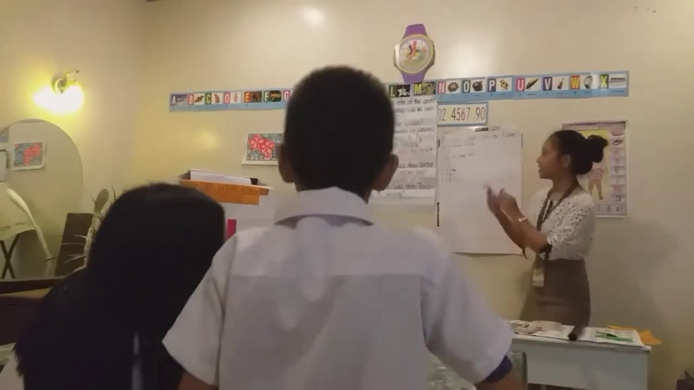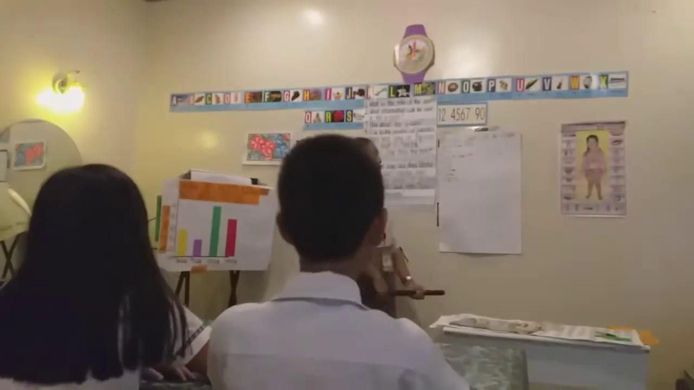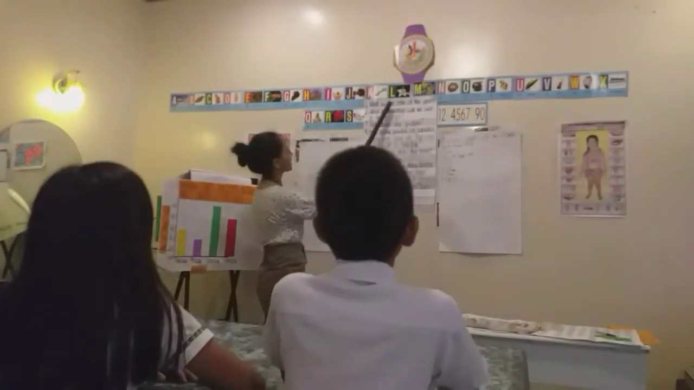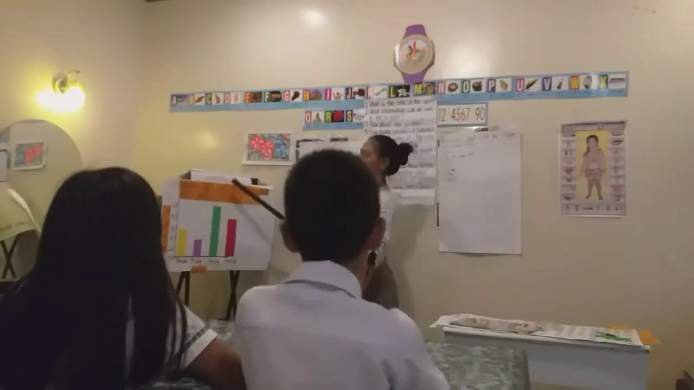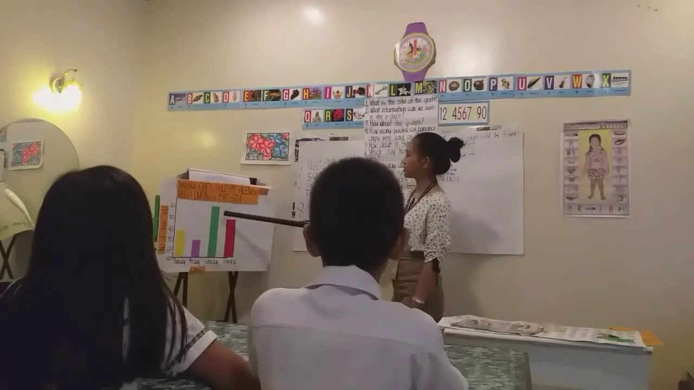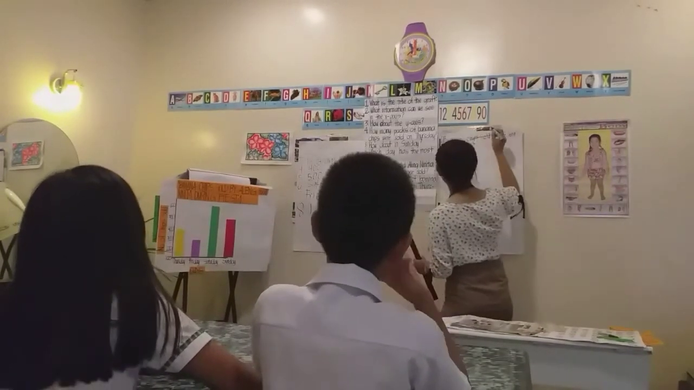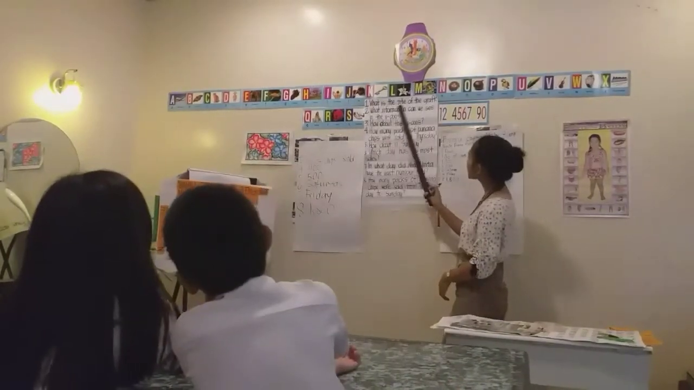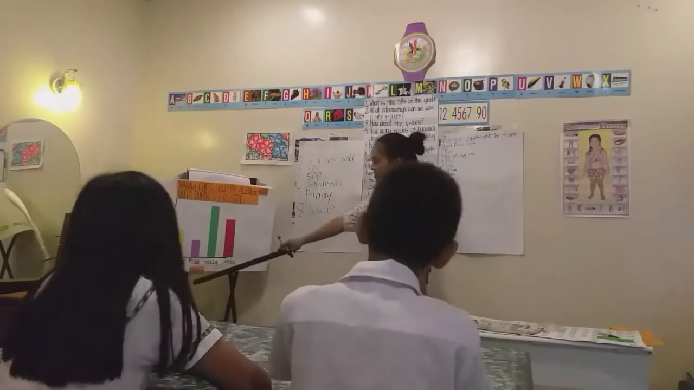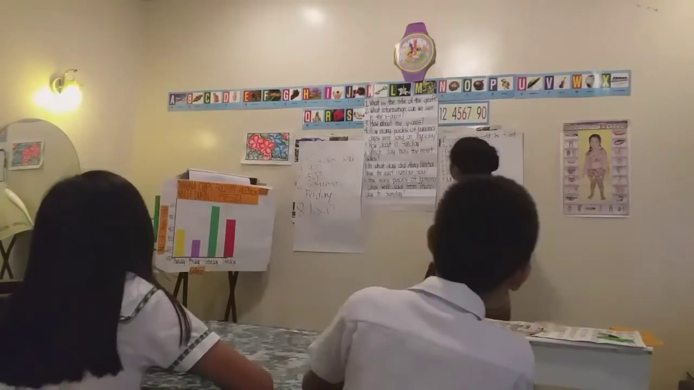1, 2, 3. Okay, let's check, class, if your answers are correct. Okay, number one. What is the title of the graph? Banana chips sold by Aling Ninita during Fiesta. Okay, very good. It's correct. Number two. What information can we see in the x-axis? Days. Okay, very good. It's correct.